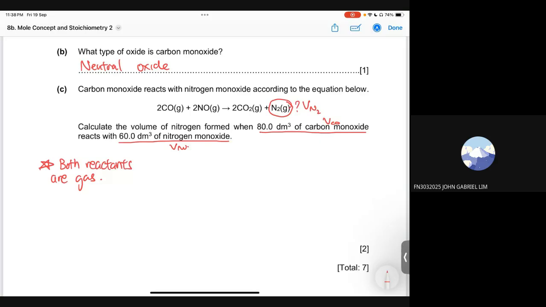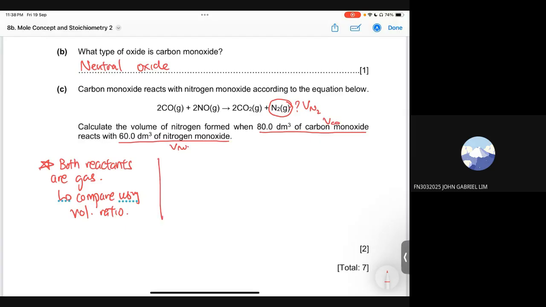Okay, when both reactants are gas, you can compare using what we call a volume ratio. So the mole ratio will be equal to the volume ratio because why? Mole times 24 equals the volume, right? So you realize that times 24 divided by 24 actually gives you the same ratio. It gives you the same comparison, the same ratio.